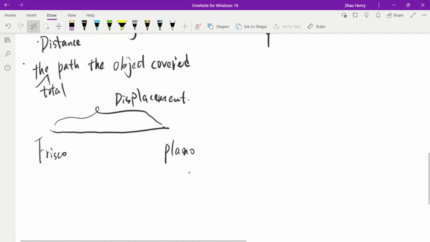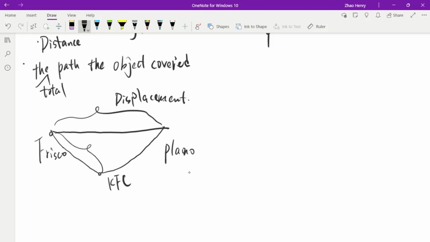But if my mom thinks, oh, I'm hungry, I suppose she stops at a random store like KFC. Yeah, let's use KFC between Frisco and Plano. So her path goes from Frisco to KFC and then from KFC to Plano. The displacement is still this straight line from Frisco to Plano. However, your distance is no longer a straight line as in the first situation. Your distance is this part of the path, I would just use x1, plus this part of the road, I would just use x2.